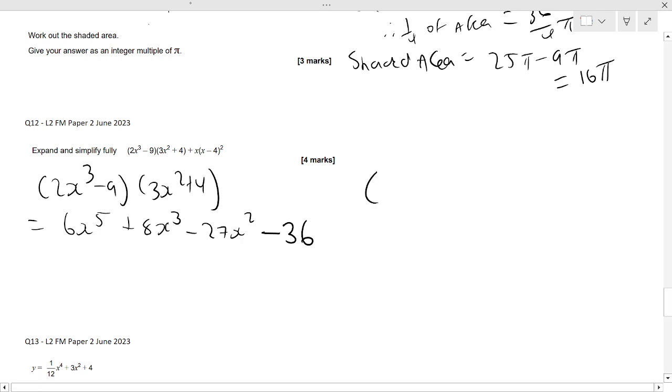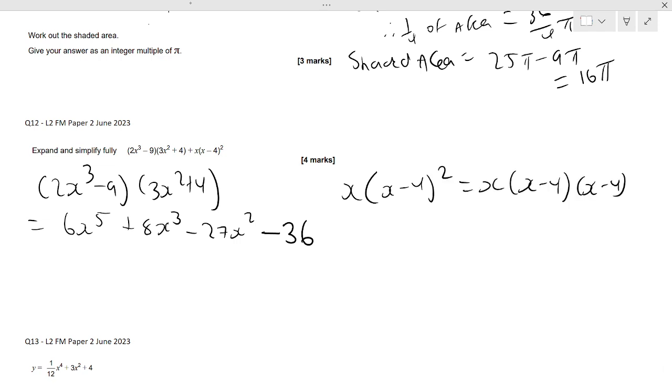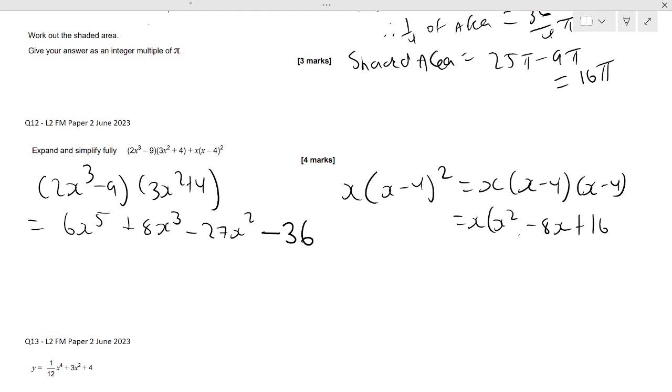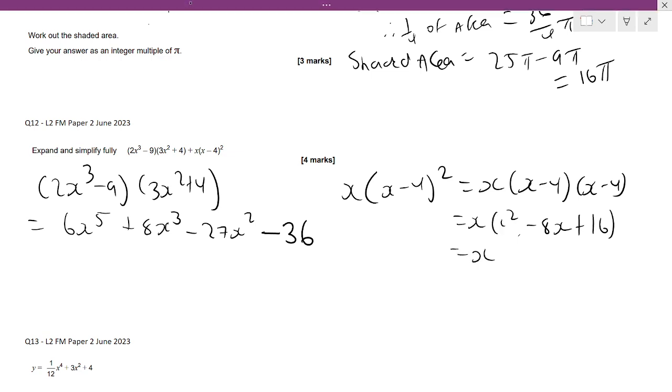Then I'm going to do this part here, x times x minus 4 squared. That's going to be x times x minus 4, x minus 4. So again, if you're squaring it, the brackets repeat and multiply by itself. So x, and then let's work out this expansion first. It's going to be x squared minus 4x minus another 4x, which would be minus 8x, plus 16. So minus 4 times minus 4 is positive 16. And then we expand it all with x, so it's going to be x cubed minus 8x squared, add 16x.